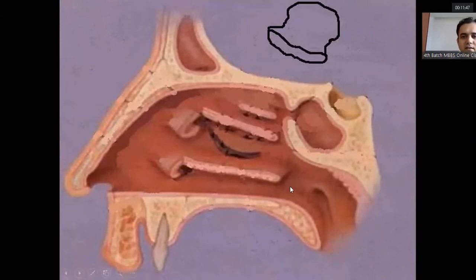Here in the sagittal section, the turbinates have been removed to show you the meatus: inferior meatus, middle meatus, and superior meatus.